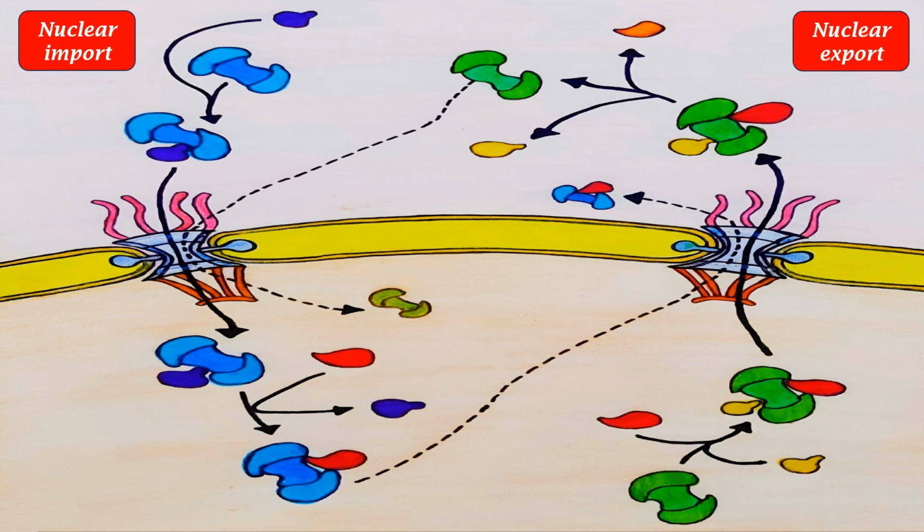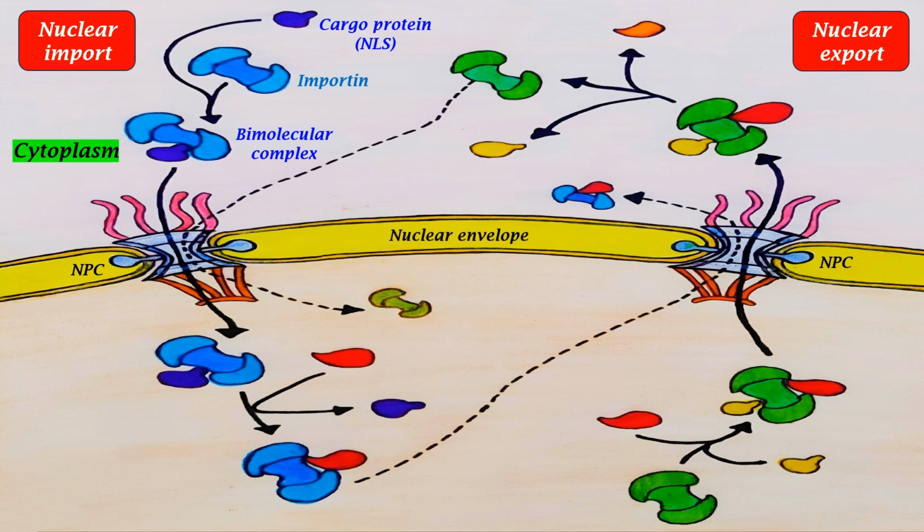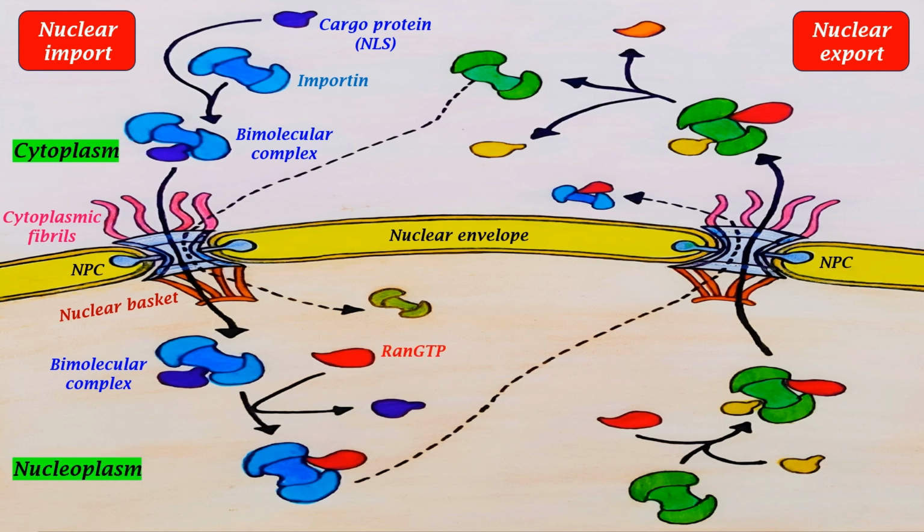Primarily nuclear import. In the cytoplasm, cargo protein containing nuclear localization signal forms a complex with importin. This bimolecular complex enters the nucleus through the nucleopore complex, which is a large protein assembly that is embedded in the nuclear envelope. NPC is composed of cytoplasmic fibrils and nuclear basket. Bimolecular complex is now seen in the nucleoplasm. Cargo protein dissociates from the importin with the aid of RAN-GTP.